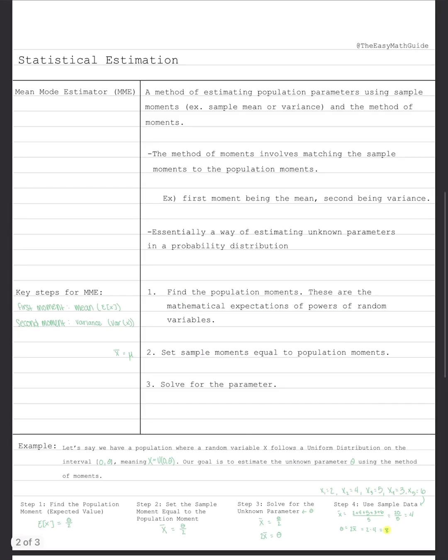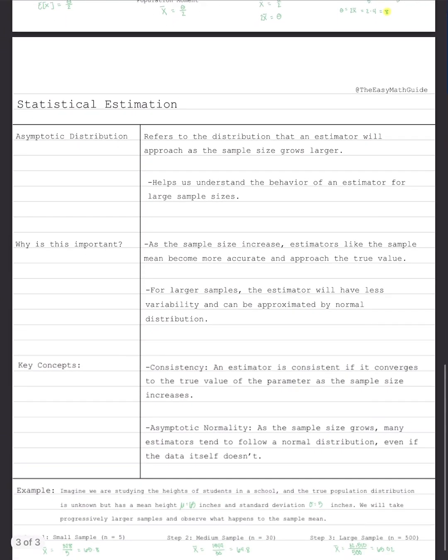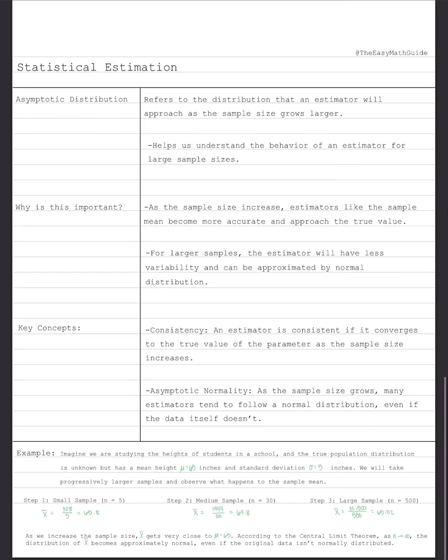I'll just give a final big overview of this method of moments estimator right here. And now we're jumping into asymptotic distribution.